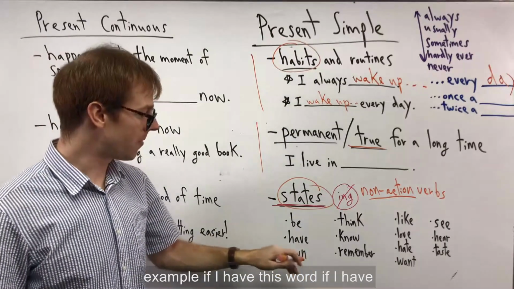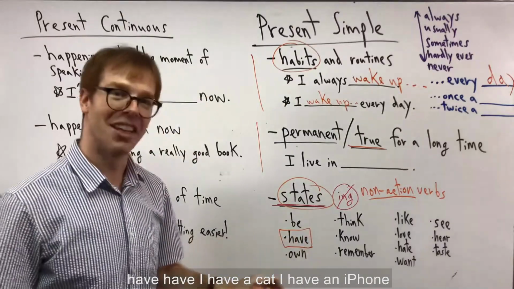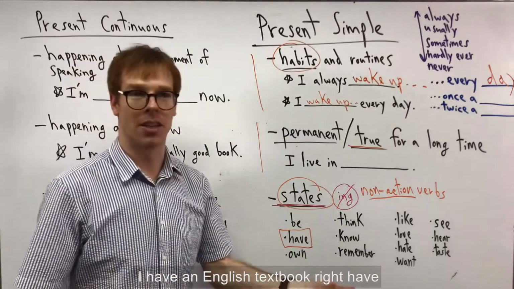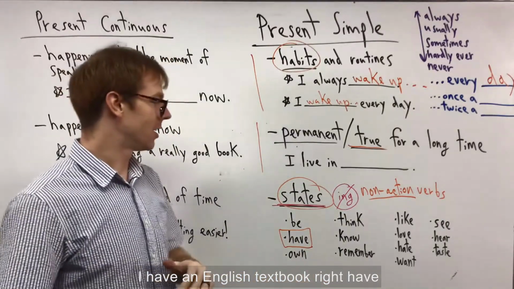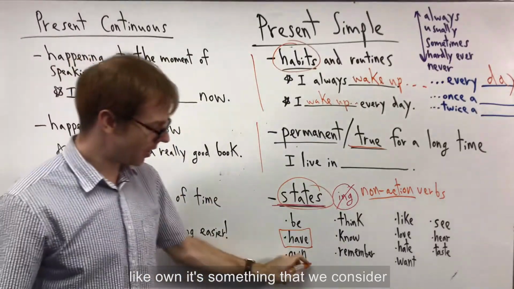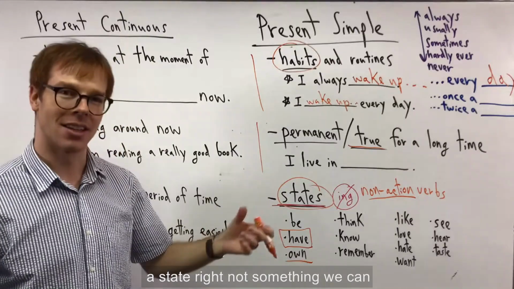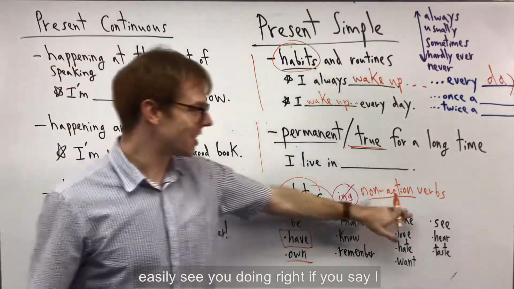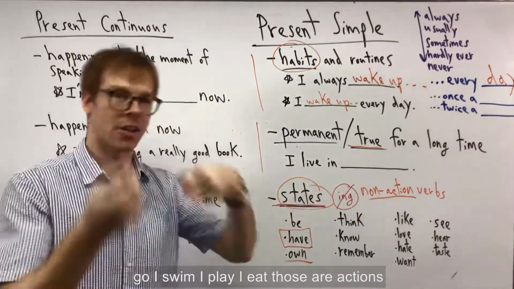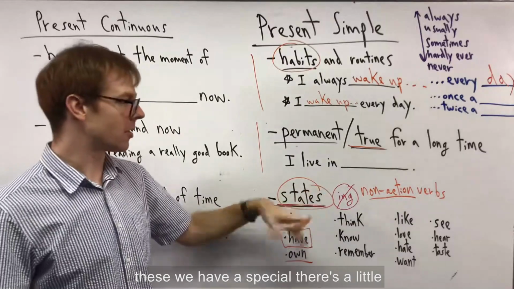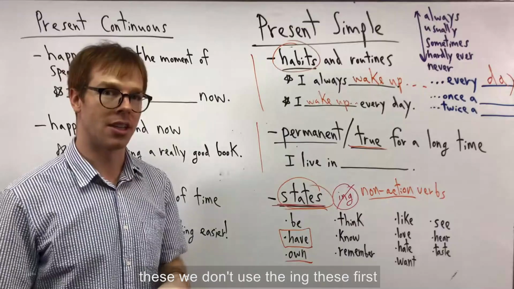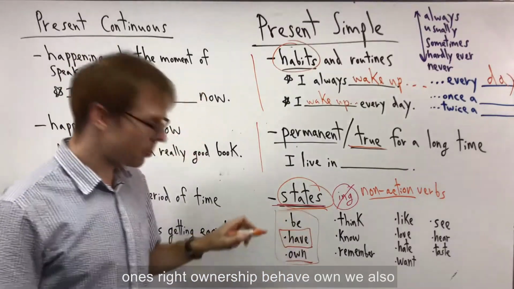So for example, I have a cat. I have an iPhone. I have an English textbook. Have, like own, is something that we consider a state. Not something we can easily see you doing. If you say, I go, I swim, I play, I eat, those are actions. These we call states, they're a little special. And for these, we don't use the ing. These first ones: ownership, be, have, own.